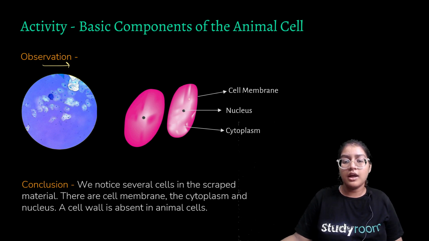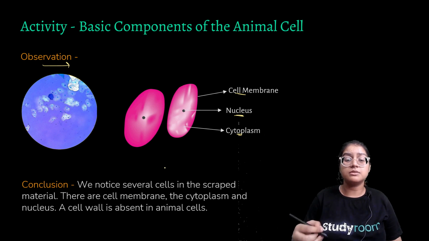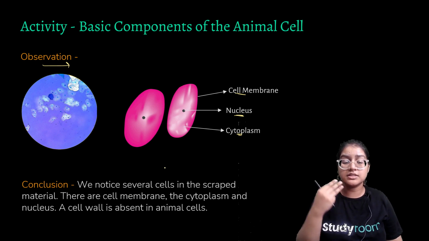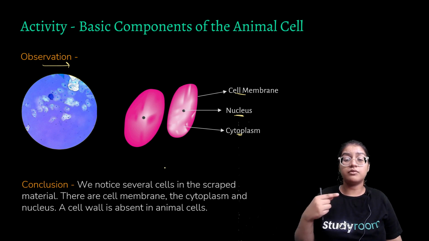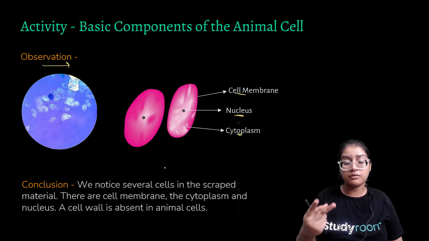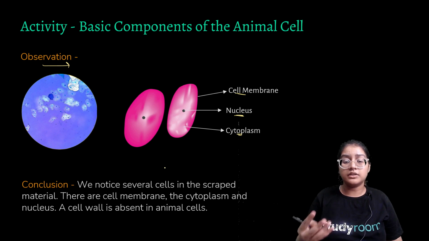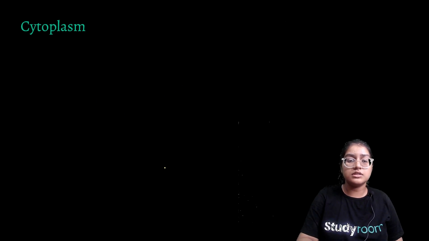This is a cell. The three things which are common in every cell are a cell membrane, nucleus, and cytoplasm. So cell membrane is in every animal cell, nucleus and cytoplasm. We notice several cells in the scraped material. There are cell membrane, cytoplasm, and nucleus. So you have to observe these three things in animal cell. In plant cell, you have to observe cell wall, cell membrane if possible, cytoplasm, and the nucleus. So this is the major difference.